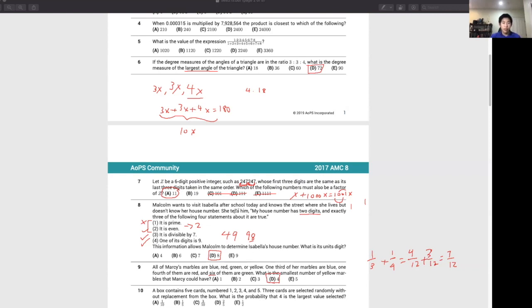And finally, problem 10 here, we have 5 cards numbered 1, 2, 3, 4, and 5. 3 cards are selected randomly without replacement. What is the probability that 4 is the largest value selected? So first, we're going to notice that this is a probability question, which means that we're solving for number of successful outcomes divided by the number of total outcomes. That's our general strategy when dealing with any probability question.